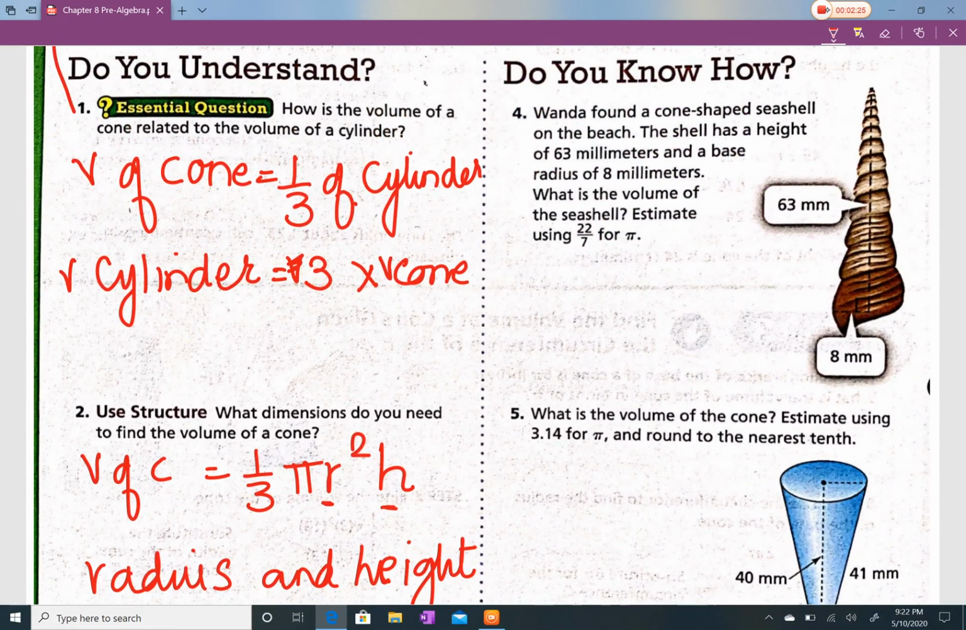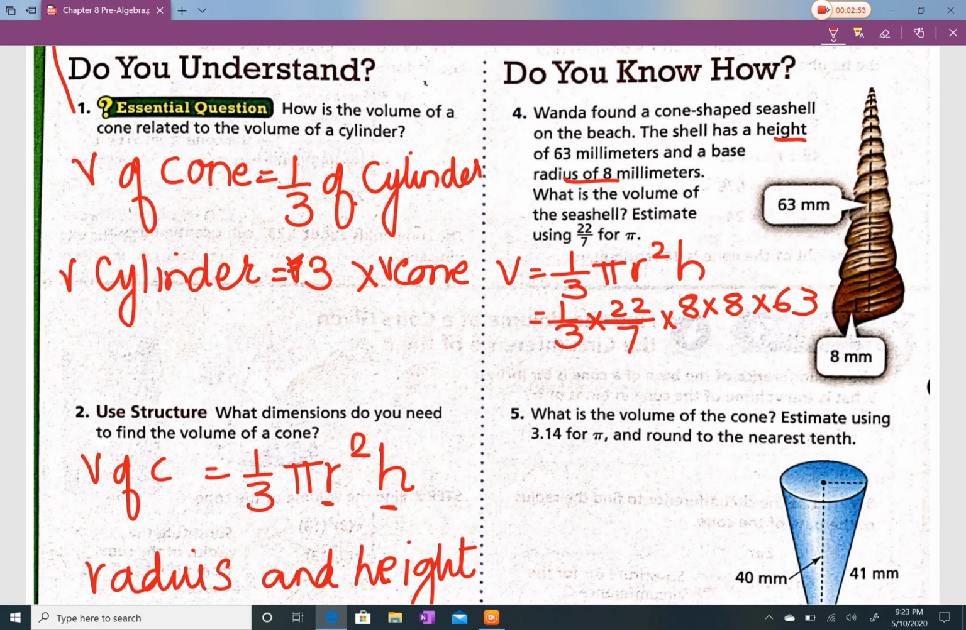Now, Wanda found a cone seashell on the beach. The shell has a height and a base, meaning radius. Okay, if I know the radius and height, I can just use volume equals 1 by 3 pi r square h. They told me to use pi as 22 by 7. R is 8, so I will write 8 twice because it's square. Height is 63. Now what you do, all the numbers on the numerator you multiply and divide by 21. So you should get the answer as 4224 millimeter cubic.